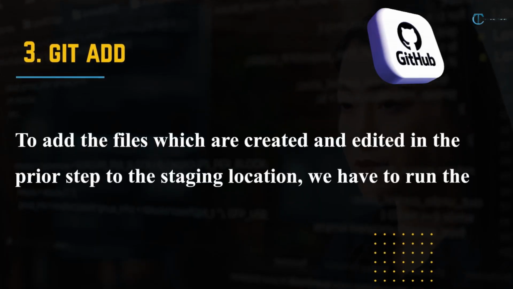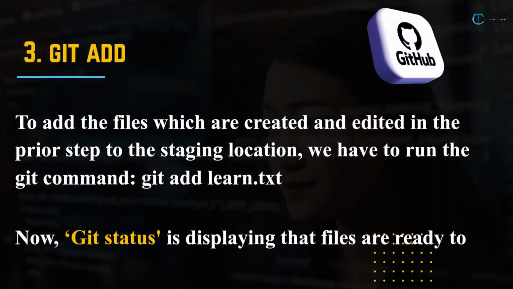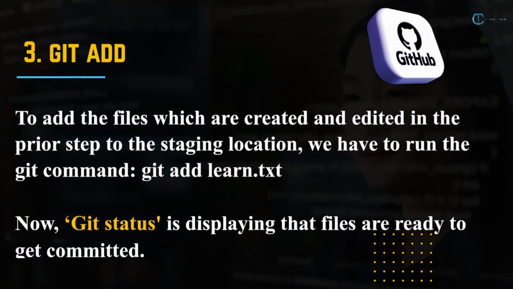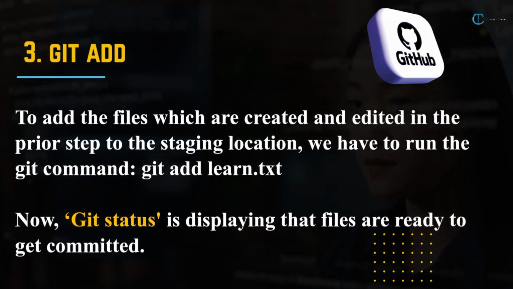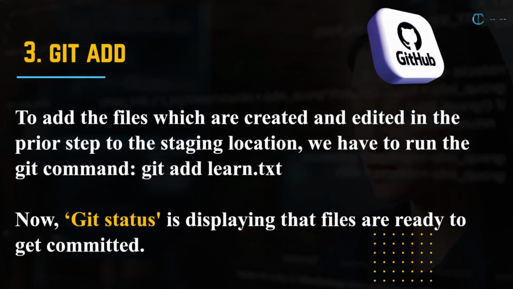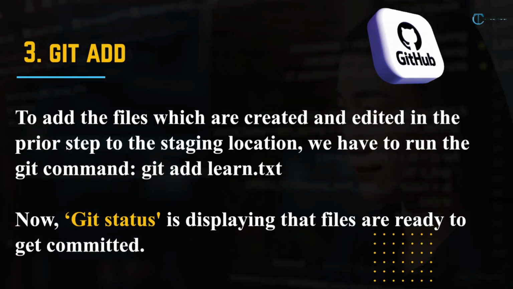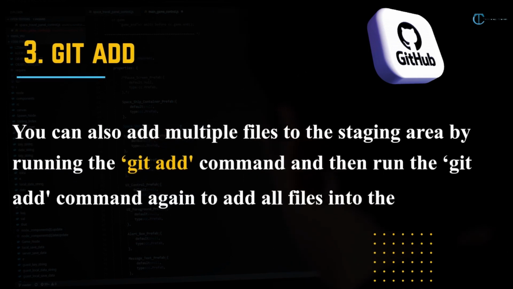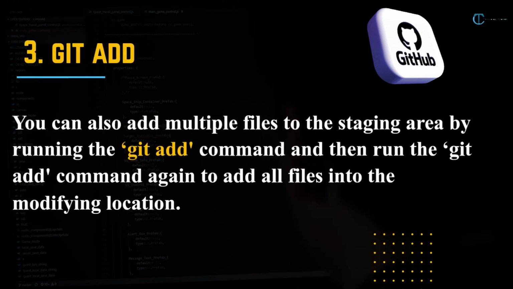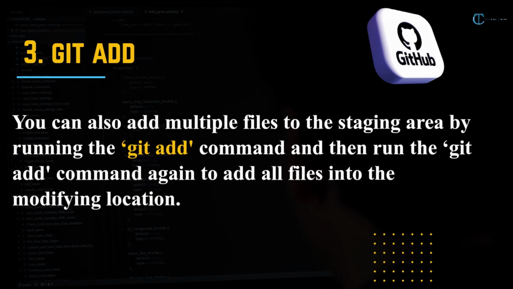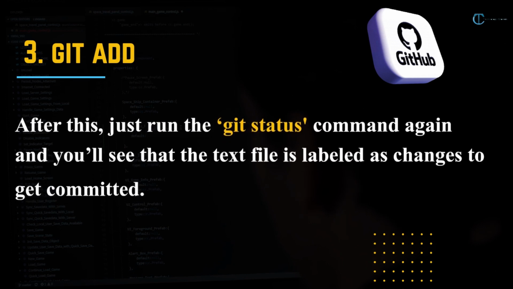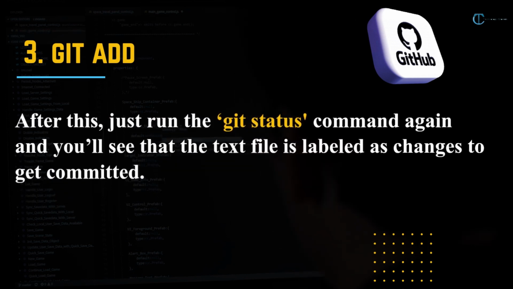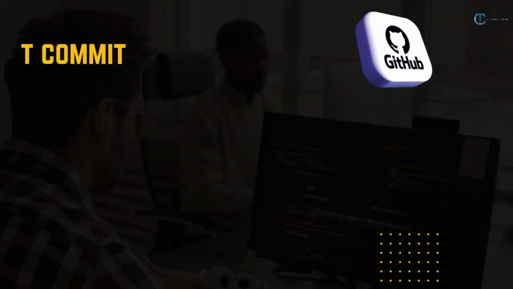3. Git add. To add the files which are created and edited in the prior step to the staging location, we have to run the git command, git add learn.txt. Now, git status is displaying that files are ready to get committed. You can also add multiple files to the staging area by running the git add command and then run the git add command again to add all files into the modifying location. After this, just run the git status command again and you'll see that the text file is labeled as changes to get committed.